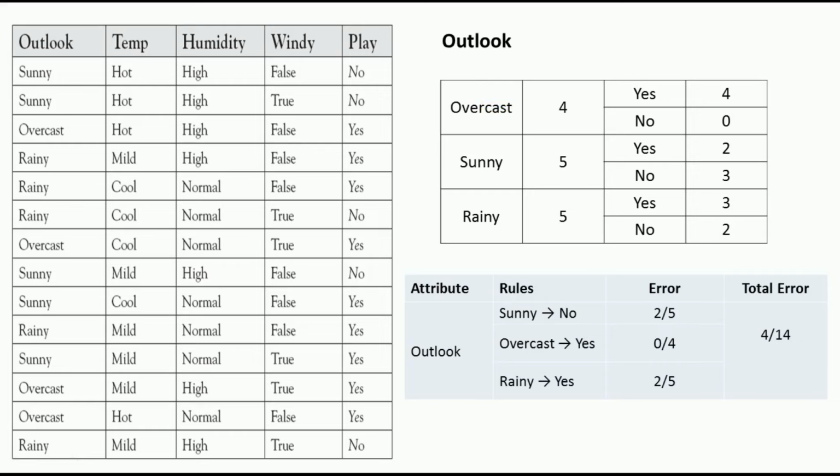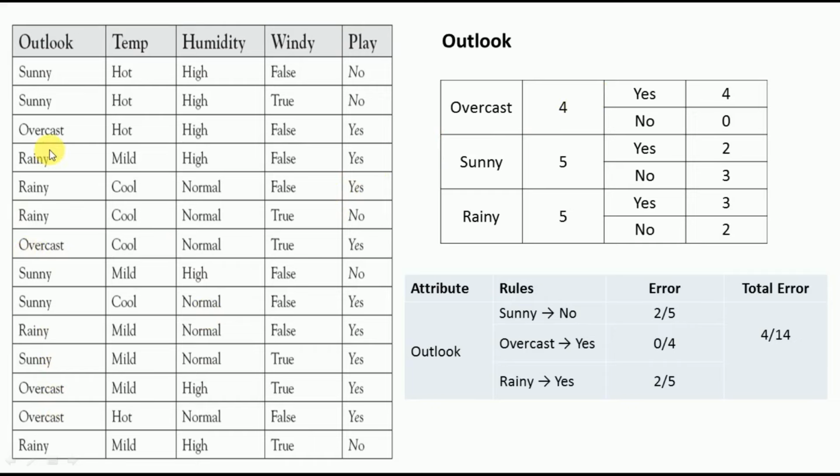What I am supposed to do here is, first I need to list out the different possibilities for outlook. So what are the different possibilities for outlook? One is overcast, second one is sunny, and third possibility is rainy. Now I need to count how many overcasts are present. So this is the first one, second one, third one, then fourth one. So there are 4 overcast examples.